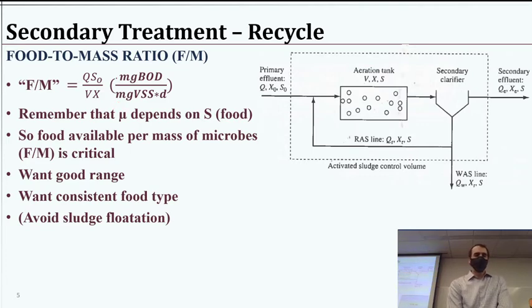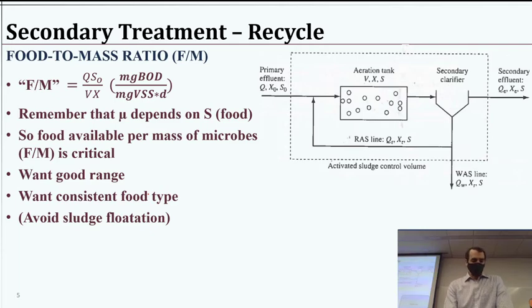Okay, so this then is the mass of food per mass of microbes over time. That gives us an estimate of the amount of food that the bacteria have available. And like I said, their growth rate coefficient depends on that amount of food. So in order to control how fast they're growing and how much waste they're going to consume and process, we need to control this food to mass ratio.